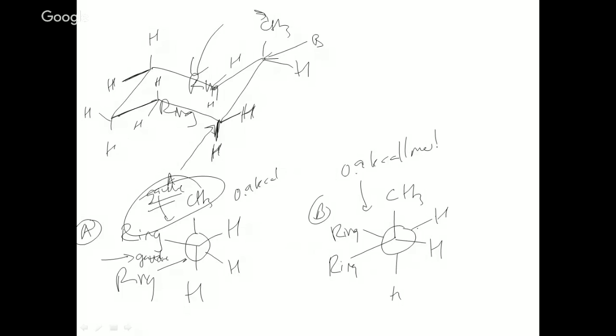So relatively speaking, though, there's another gauche interaction. Okay. So it's a total of 1.8 kcals per mole, which equates to 95%. That's why there's only 5% of this one, because of these interactions. It's all being pushed to the equatorial CH3. So it's 1.8 kcals more stable than the axial.